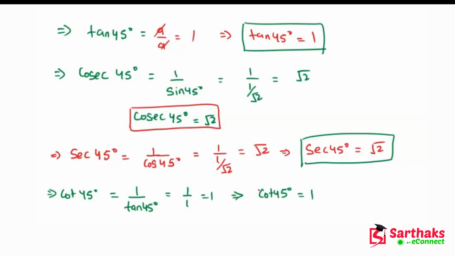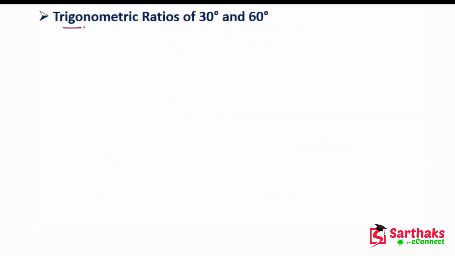Is equal to 1. I hope you understand these things. Okay. So now we are finding trigonometric ratios of 30 degree and 60 degree. For finding the ratios of 30 degree and 60 degree, we have to take an equilateral triangle. What is an equilateral triangle? The triangle in which all the sides are equal.